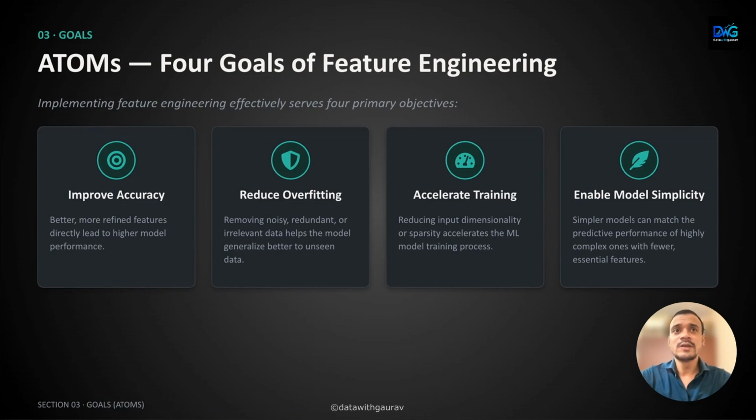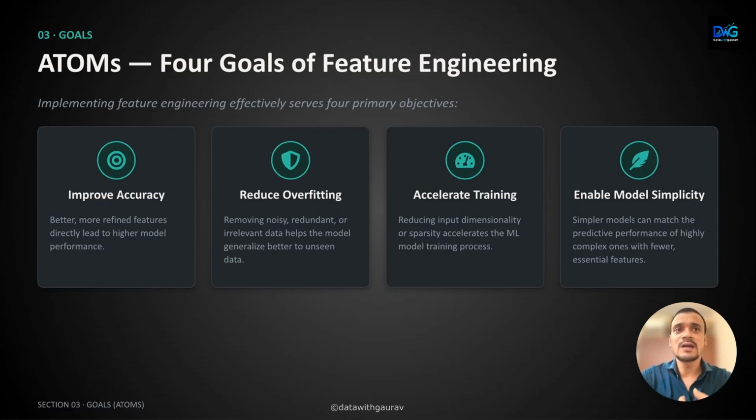Now that we know what feature engineering is, let's answer an important question. Why do we invest so much effort in it? The answer can be summarized using a simple acronym, ATOMS, atoms. These are the four primary goals of feature engineering. The first goal is accuracy. The quality of a machine learning model depends heavily on the quality of the features it learns from. When we create features that capture meaningful patterns in the data, the model has better information to work with, leading to more accurate predictions. The second goal is tackling overfitting, or simply reducing overfitting.